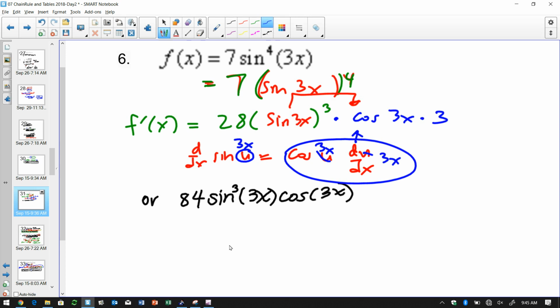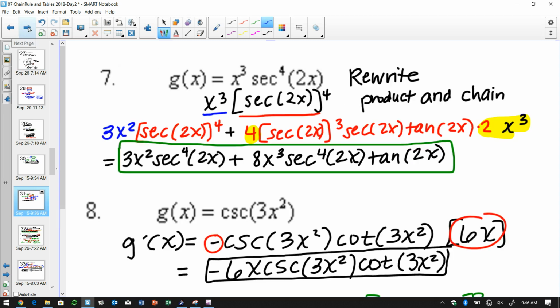It doesn't matter if you leave it like this for the sine cubed or if you bring in the 3. I actually like the 3 on the outside, but it's fine if you leave the 3 on the inside too. Okay, let's look at number 8, guys.